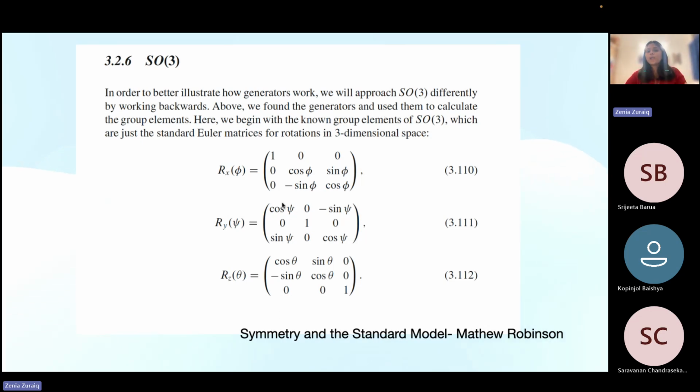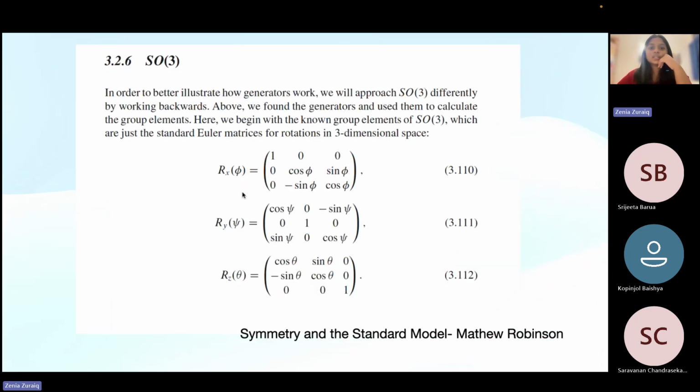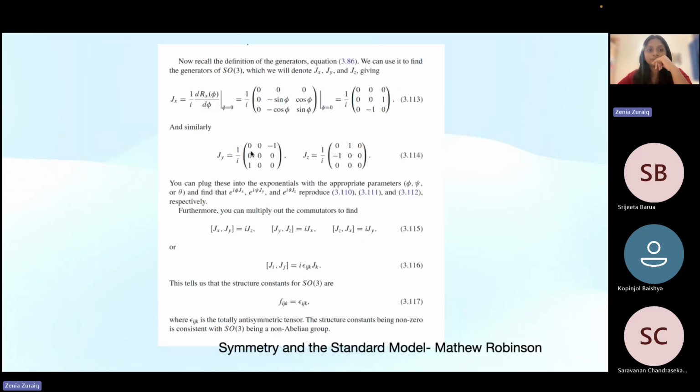So here now we are going to do a different approach. Before, we tried to get the generators, and from the generators get the elements. Here instead of that, we will start with the elements of the group. We know the group elements. These are the Euler matrices that we know from classical mechanics. We know that these are required to describe rotations in a three-dimensional space. And we are going to try to get the generators based on their definition.